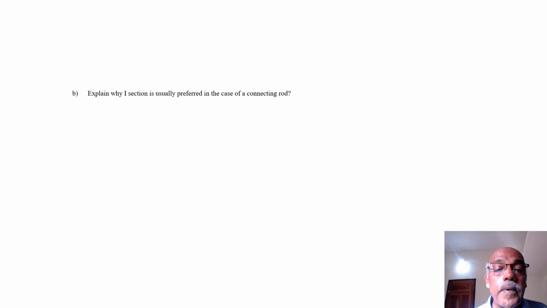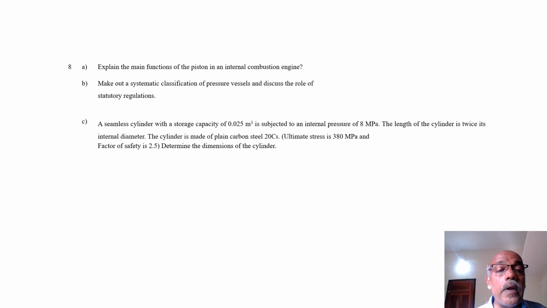I section is usually preferred in the case of connecting rod, and that you read in the textbook. I don't remember the answer for this question: why I section is selected for connecting rod. All the connecting rod chapter, you go through that. Explain the main function of piston in an internal combustion engine. Make out a systematic classification of pressure vessel and discuss the role of statutory regulations. That may not be available in the design data book and design textbooks. You have to read the internal combustion engine chapters.